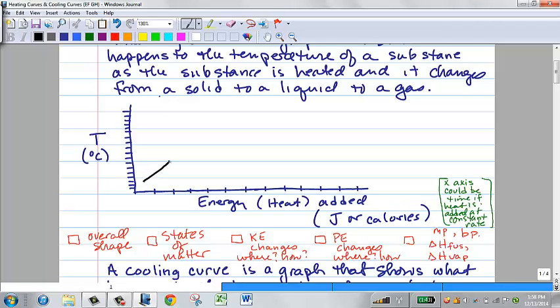A heating curve is going to have an upward slant, followed by a plateau region, followed by another upward slant, followed by another plateau region, followed by another upward slant. So this is a typical shape for a heating curve. It has these three segments that show the temperature rising while you're adding energy.